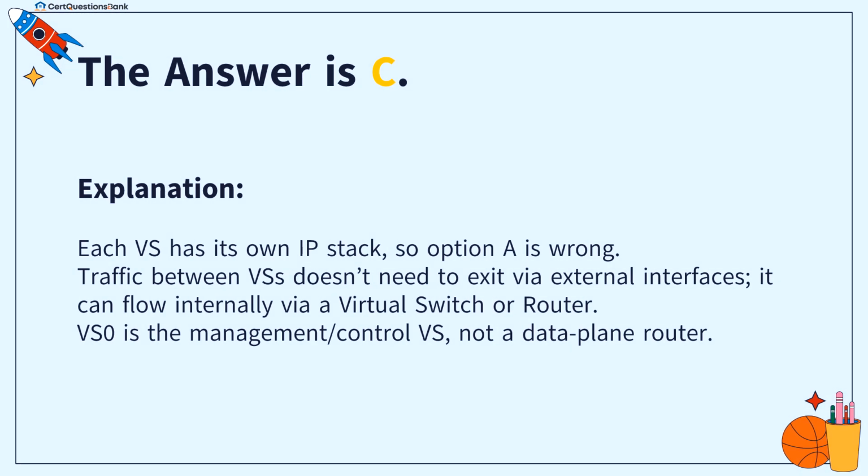The answer is C. Each VS has its own IP stack, so option A is wrong. Traffic between VSs doesn't need to exit via external interfaces. It can flow internally via a virtual switch or router. VS0 is the management, control VS, not a data plane router.